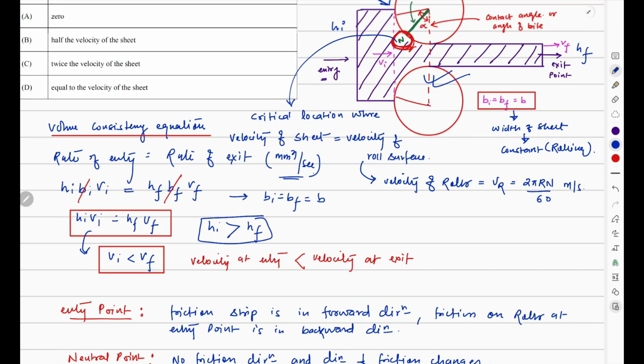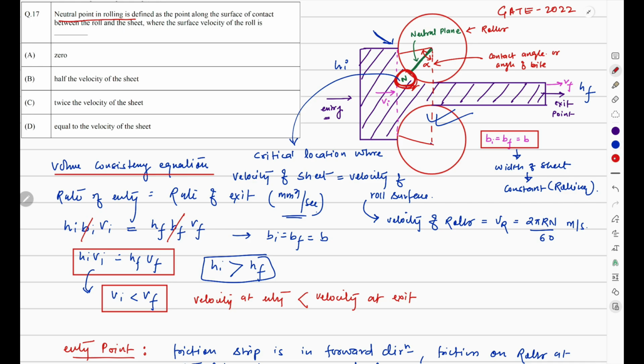So for this question we have seen that at the neutral point in rolling, the velocity of the sheet is equal to the velocity of the roll surface. So for this case we can easily say that option D is correct.